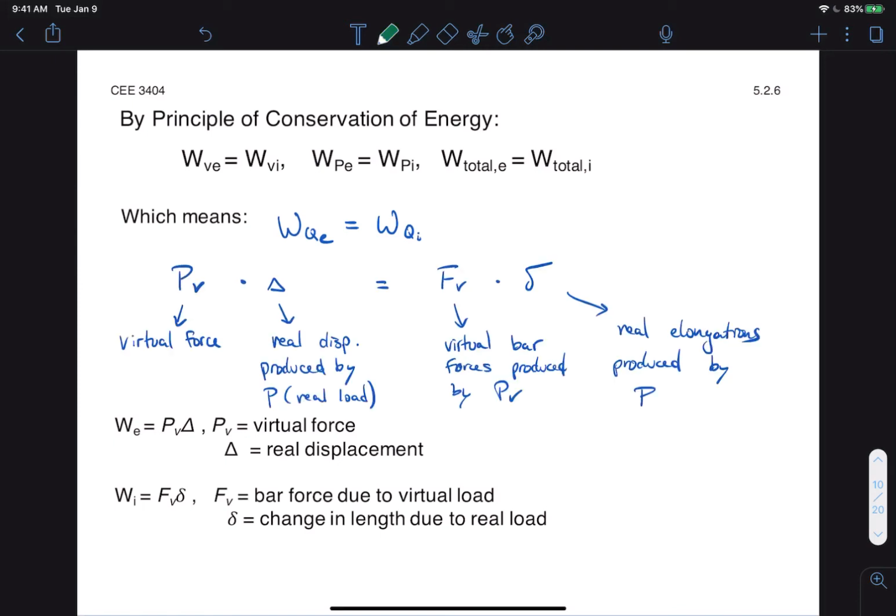Note that we define P sub V, so we know that one. We can calculate F sub V using our traditional methods. And also, by calculating the internal forces due to the real load, we can calculate small delta. So in other words, by knowing the F's, the real bar forces, we can calculate delta. And so we know those three quantities, so the one left to solve for is that external displacement delta.